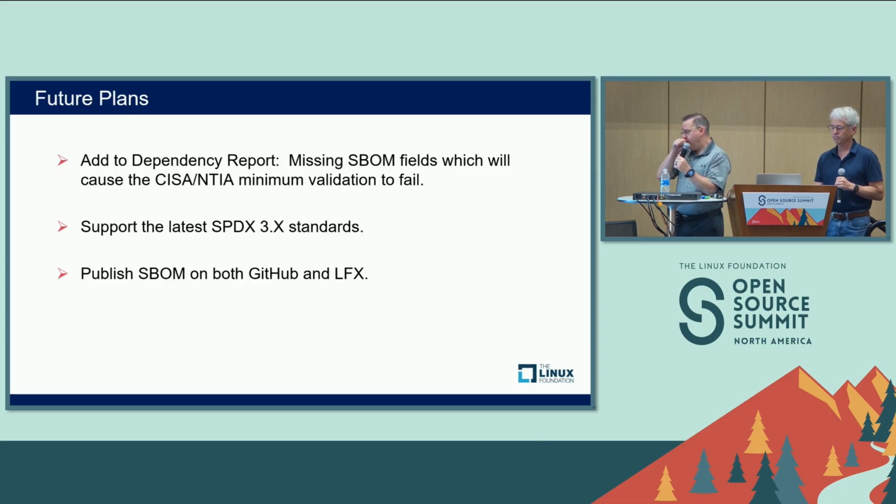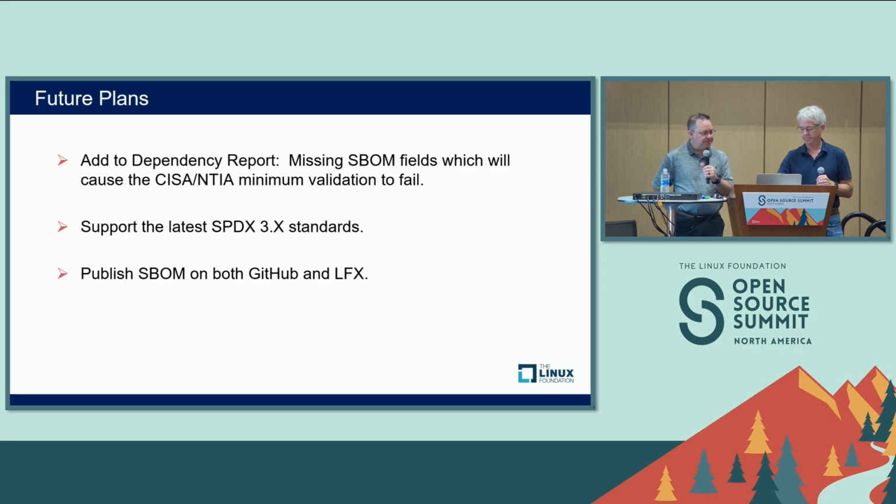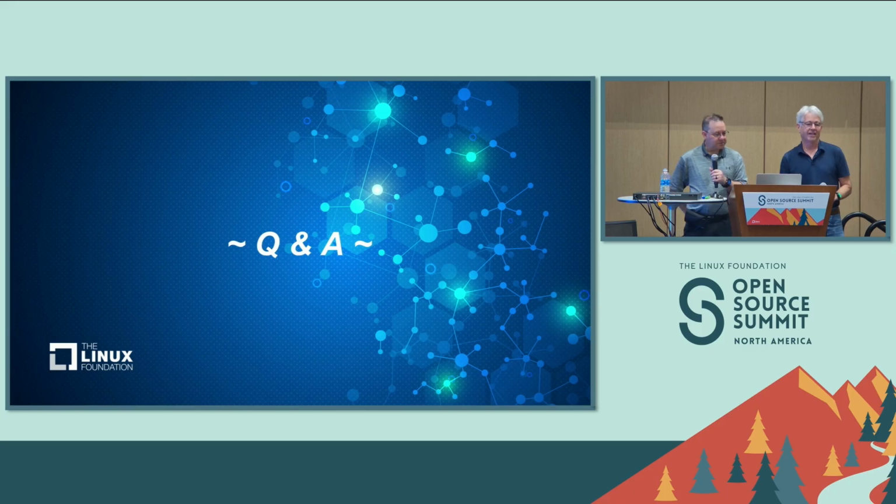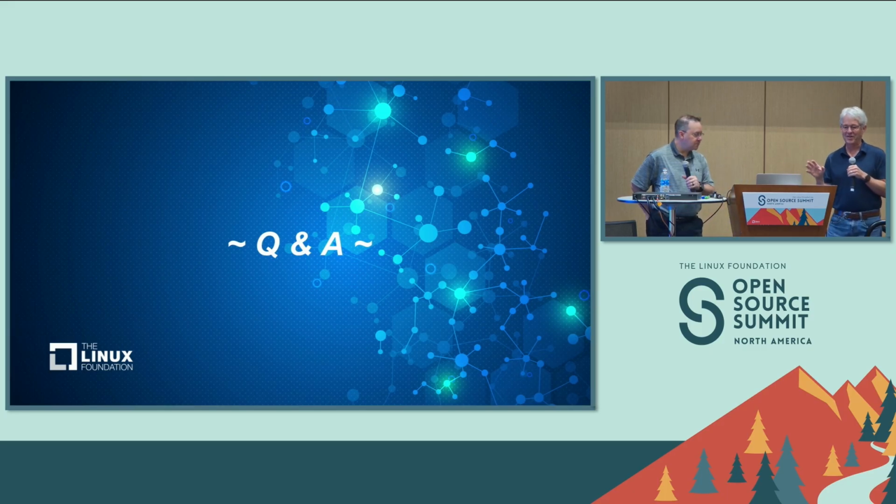Right now, we are publishing our SBOMs on GitHub, which is great because everybody can see them. We also want to get them published on the LFX platform, which many of you are aware of, so that they're available there as well. Right now we're doing this for approximately 260 projects out of the 1,200 or so hosted by LF, and we eventually want to do it in a more automated fashion, for every project. That's going to be a bit of work to get to that point, but that's our goal.